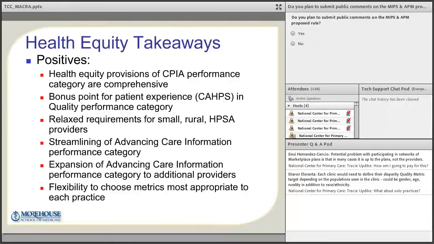And then there is also the expansion of the advancing care information performance category to additional providers. We're pleased, but does it go far enough? Do we need to include these behavioral health providers, psychologists, social workers, counselors, etc.? And of course, again, the flexibility to choose metrics most appropriate to each practice. We do appreciate that. But should there also be a requirement that all practices, regardless of their size, regardless of their geographic distribution, have to look at this issue? They should be compelled to look at health equity and how it impacts different vulnerable populations across their communities.